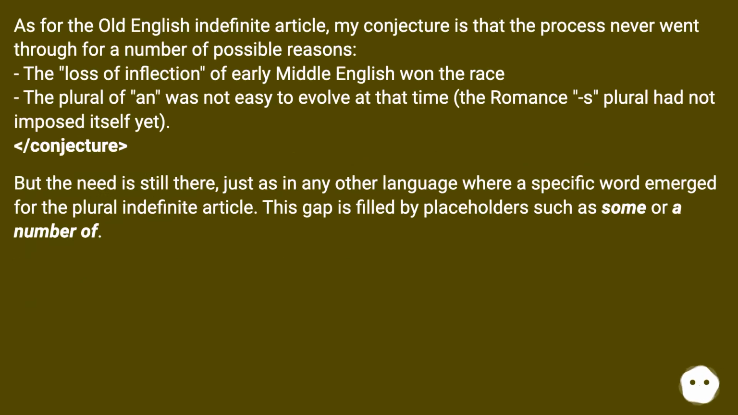As for the Old English indefinite article, my conjecture is that the process never went through for a number of possible reasons. The loss of inflection of early Middle English won the race. The plural of "an" was not easy to evolve at that time, the Romance s plural had not imposed itself yet. But the need is still there, just as in any other language where a specific word emerged for the plural indefinite article. This gap is filled by placeholders such as "some" or "a number of."